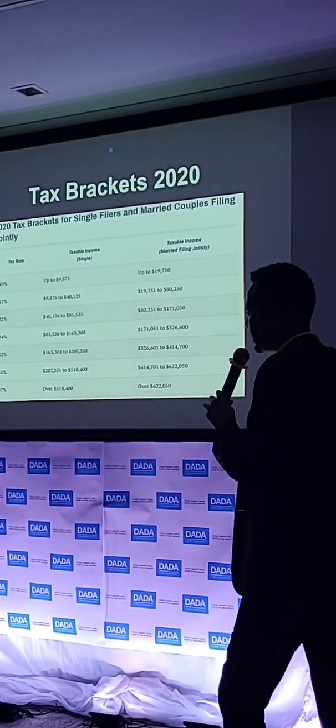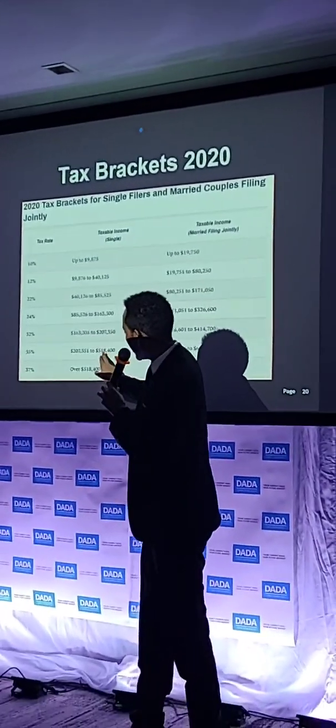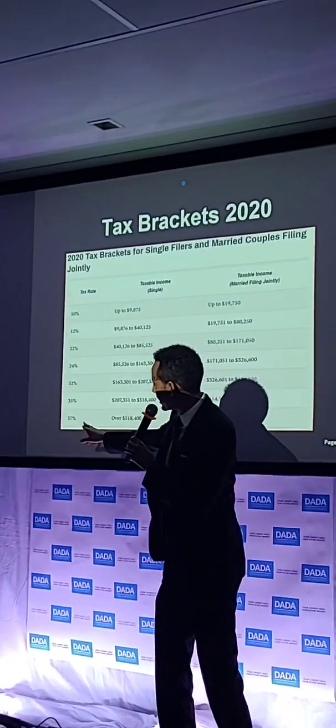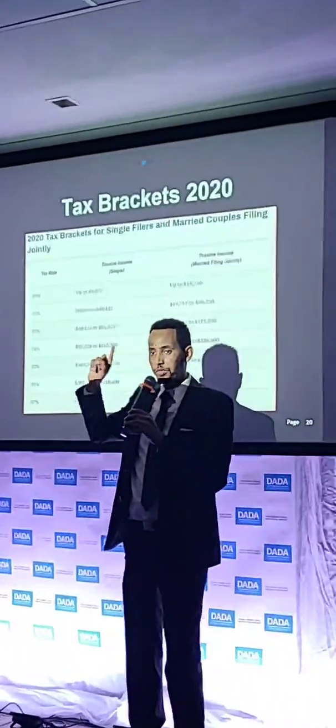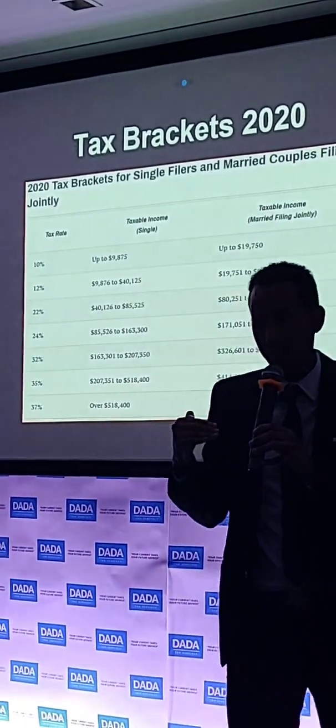Yeah. He's suggesting if somebody is making more than 400,000, the tax bracket has to be 39% instead of the current 37%.